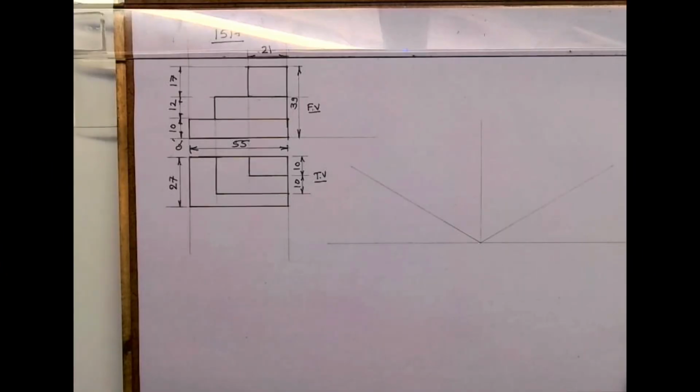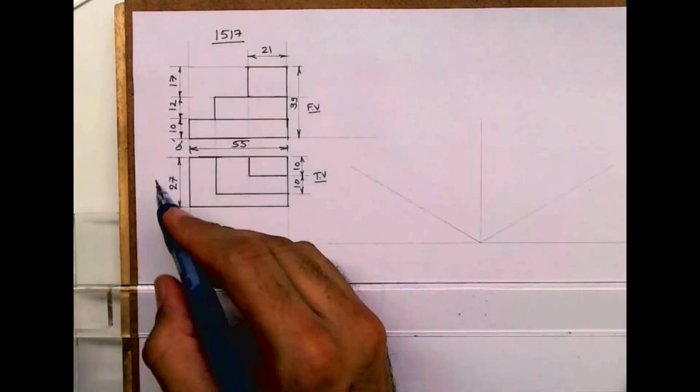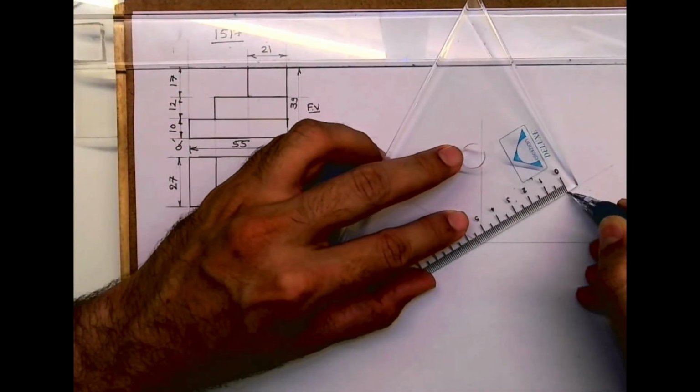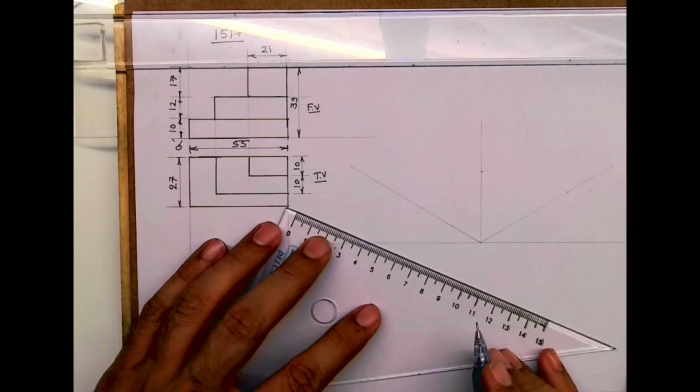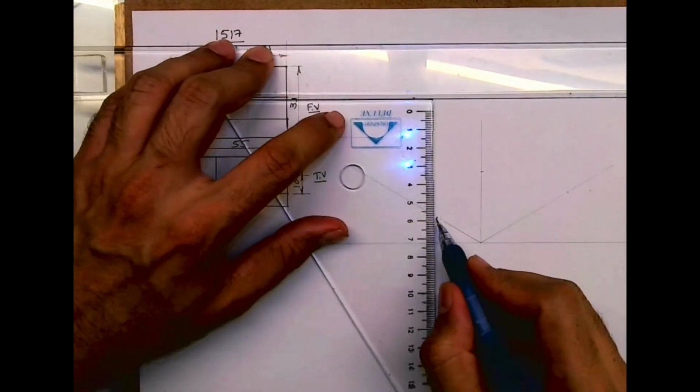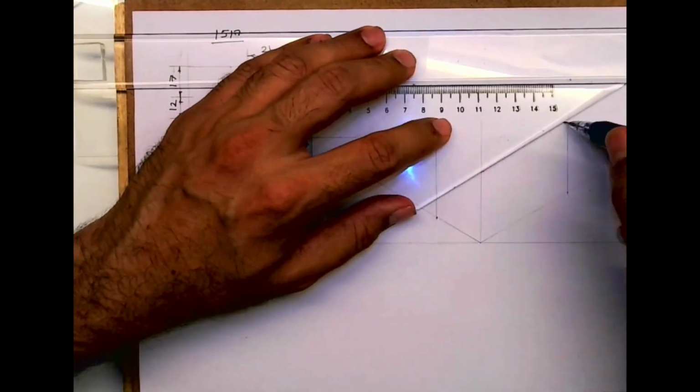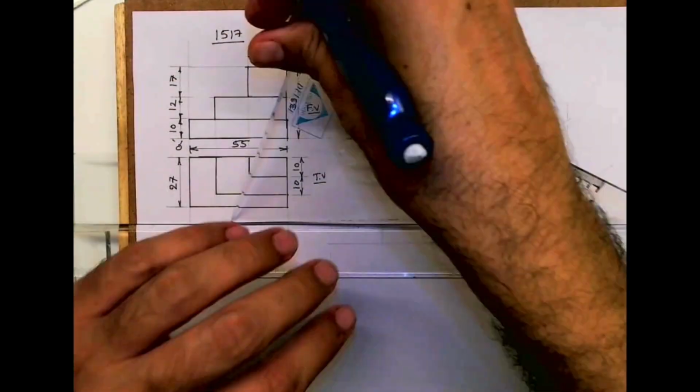Welcome to Technical Drawing. Today we'll see this sum. Now we'll take length, width and height. Length is 55, height is 12 plus 10 plus 17 and width is 27. So you'll draw a layout like this, 30-30 degree.